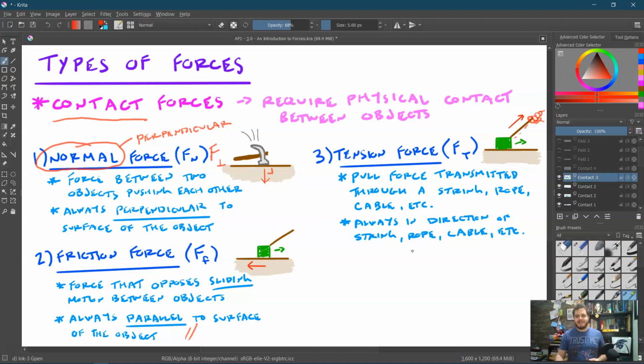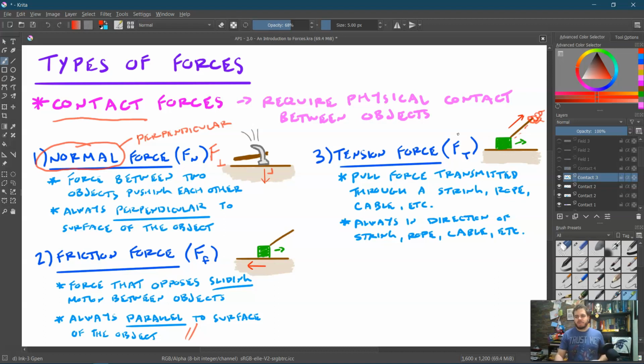Additionally, it's always in the direction of the string. So for instance, if I pull it this way, that's the direction the string is going, that's the direction of this tension force. It's always in the direction of the string, rope, cable, wire, chain, etc.